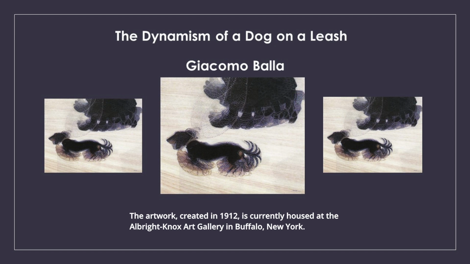Giacomo Balla. The Dynamism of a Dog on a Leash. The artwork, created in 1912, is currently housed at the Albright-Knox Art Gallery in Buffalo, New York. The painting depicts a small black dog on a leash, being taken for a walk.